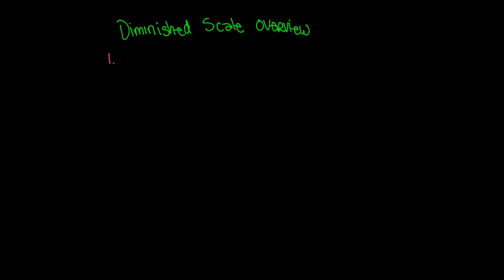The first and foremost thing that we want to understand about diminished scales is that they are considered to be octatonic. Up until this point we've discussed heptatonic, hexatonic, pentatonic. Now we have octatonic, and octa means they're going to have 8 notes.